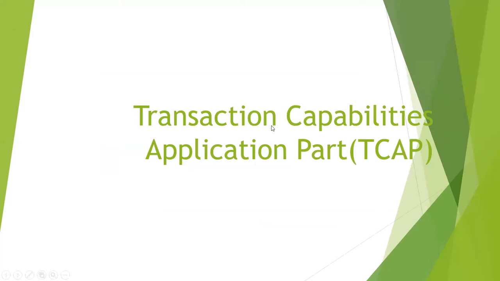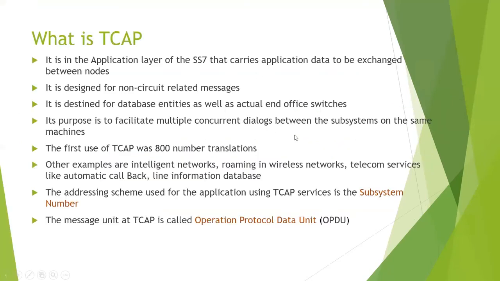Okay, so we are going to cover TCAP. It is in the application layer of the SS7 that carries application data to be exchanged between nodes. It is designed for non-circuit related messages. It is destined for database entities as well as actual and office switches. Its purpose is to facilitate multiple concurrent dialogues between the subsystems on the same machine.